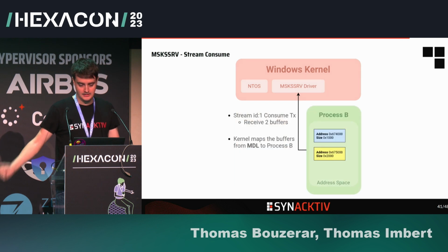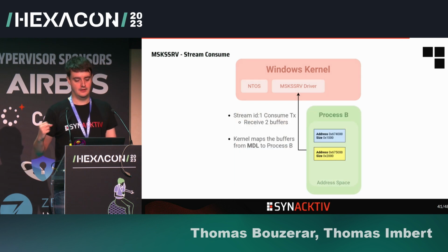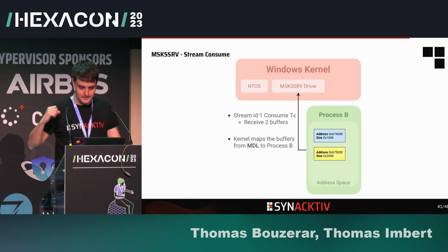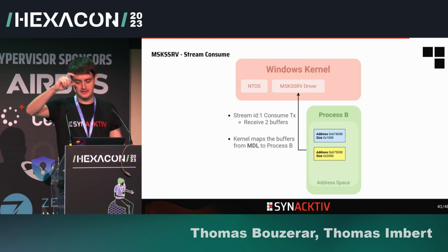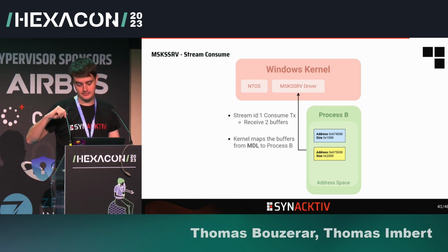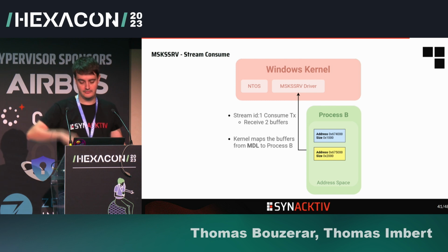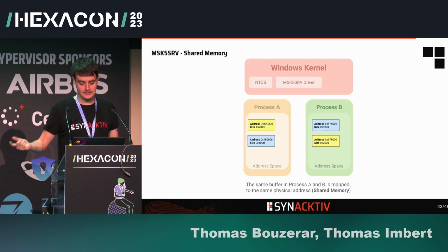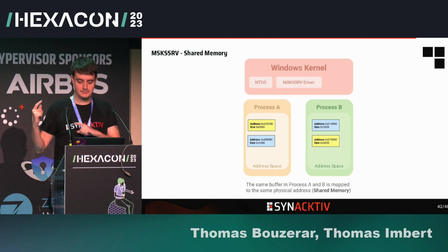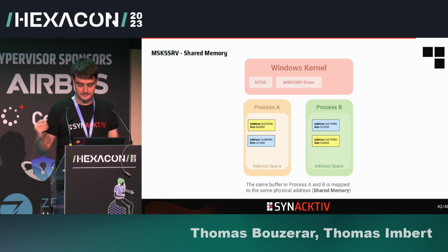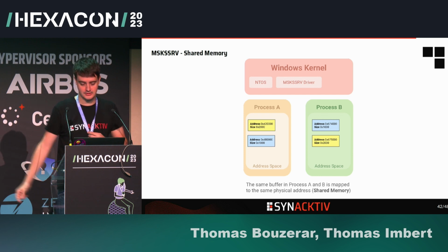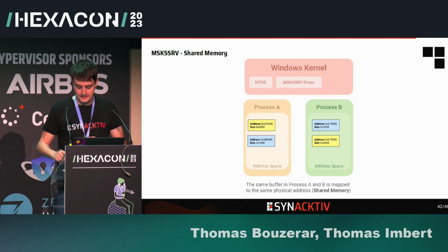Then process B can consume and receive those two buffers. Similarly, here it won't copy the data. It will map: the kernel will map the buffer inside process B's memory, so it will be a different virtual address that points to the same physical address. At the end, process A and process B share the buffer. If you write to the yellow buffer in process A, it will be reflected in process B. So this is basically shared memory.